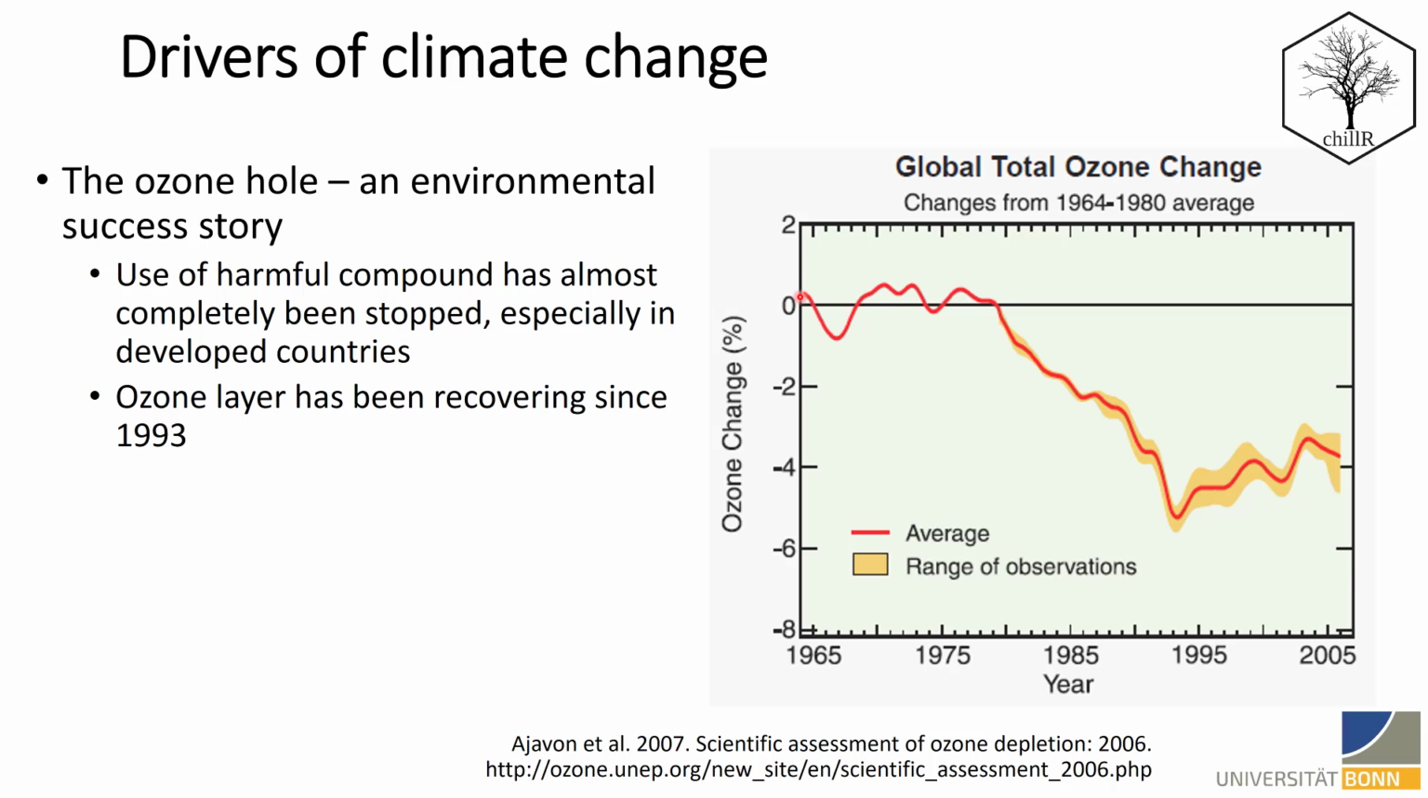The anomaly, sorry. This is the percentage change compared to the 1964 to 1980 average. This should actually read ozone anomaly rather than change. But basically, we have this decline here going down, declining by about 5%, and then stabilizing and gradually recovering.